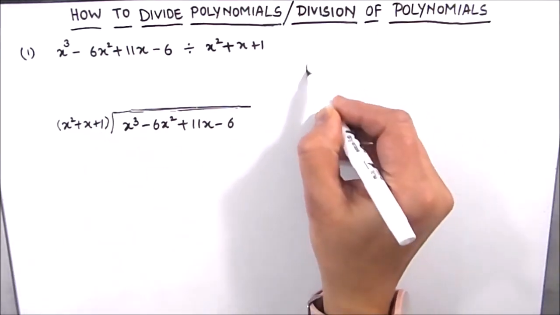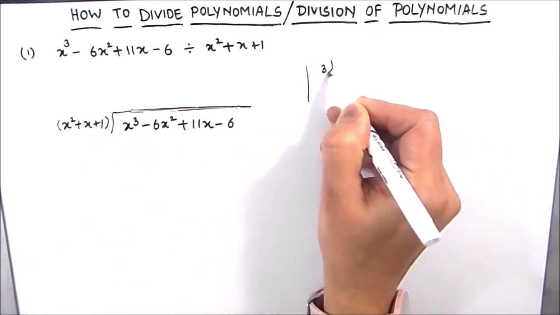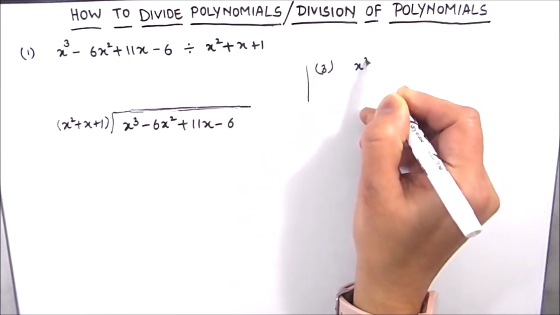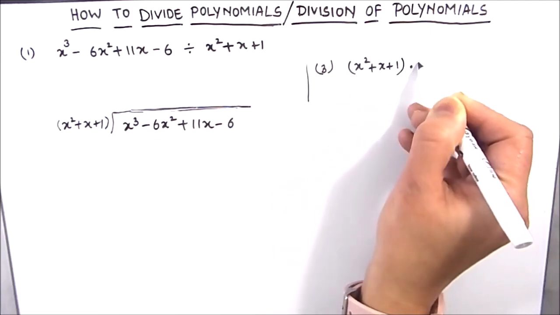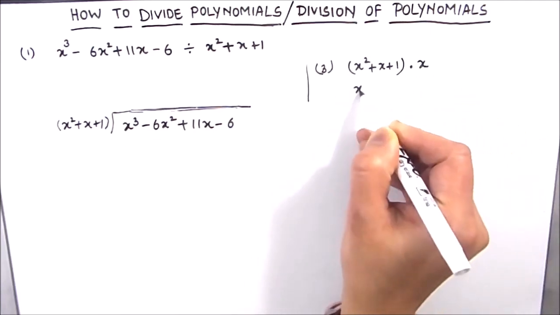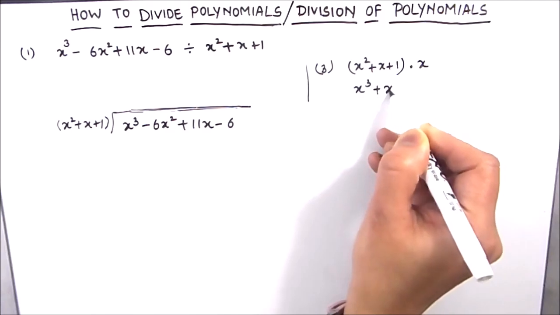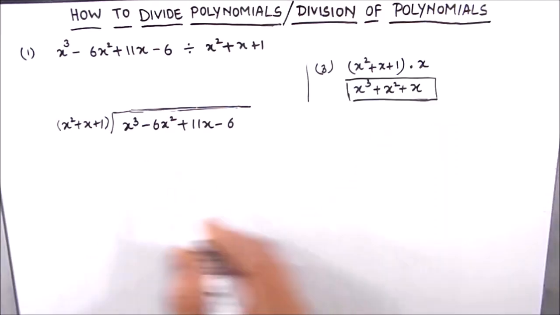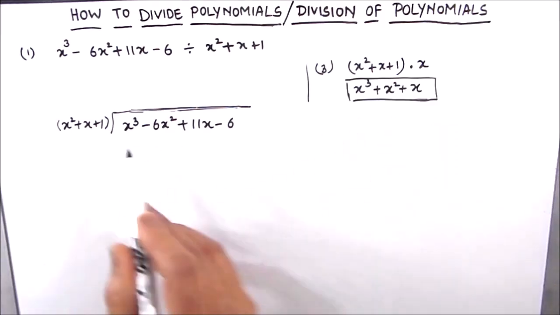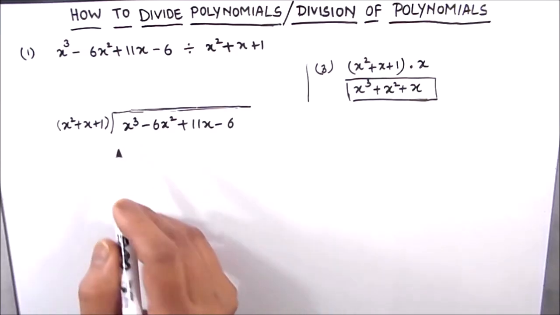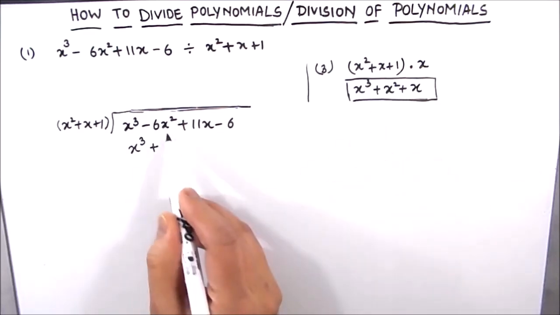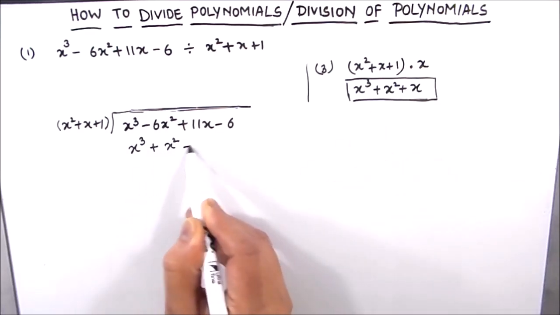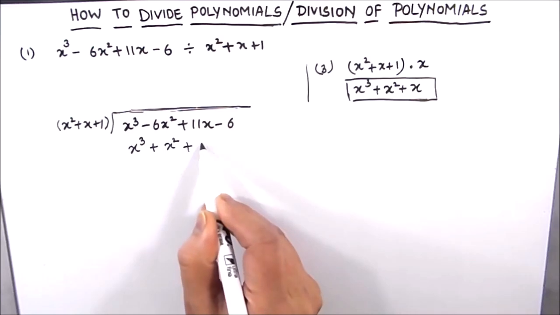So here we will do the third step, which is x square plus x plus 1 multiplied by x. So we will get x cube plus x square plus x. So this is the term we are going to subtract from the dividend. x cube plus x square term will come under the x square term and x term will come under the x term.